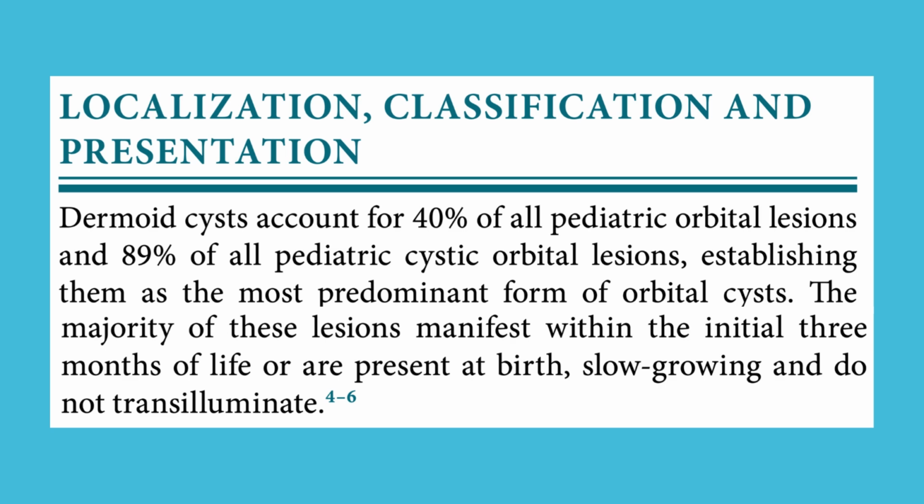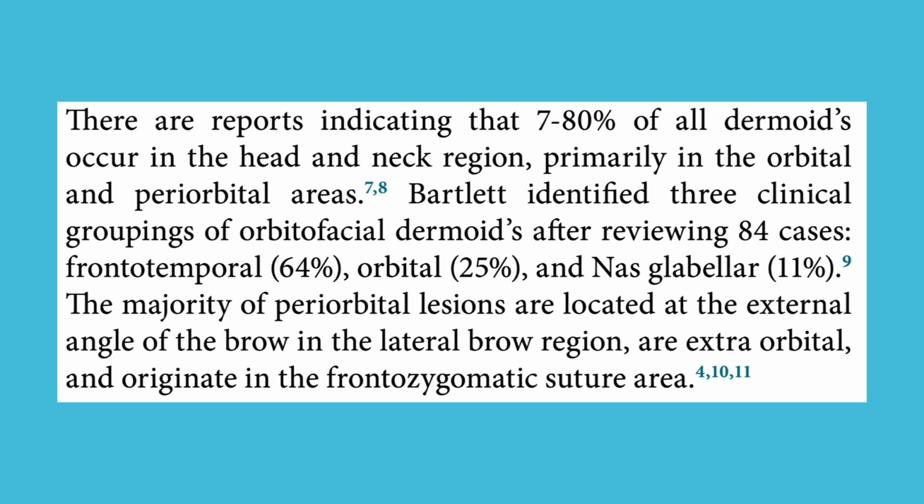Localization, classification, and presentation. Dermoid cysts account for 40% of all pediatric orbital lesions and 89% of all pediatric cystic orbital lesions, establishing them as the most predominant form of orbital cysts. The majority of these lesions manifest within the initial 3 months of life or are present at birth, slow-growing, and do not transilluminate. There are reports indicating that 7 to 80% of all dermoids occur in the head and neck region, primarily in the orbital and periorbital areas.